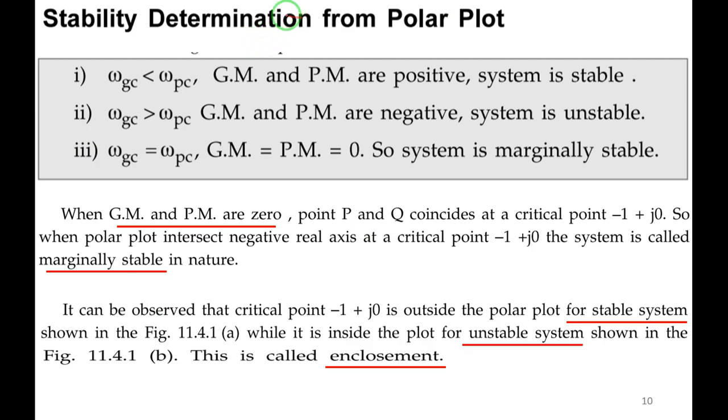Next, stability determination from polar plot. Already we know the stability conditions from the Bode plot. The same thing holds good here also. If omega gc is less than omega pc, GM and PM are positive, system is stable. If omega gc is greater than omega pc, GM and PM are negative, system is unstable. If omega gc is equal to omega pc, GM and PM are zero, so system is marginally stable. These three stability conditions we already know.